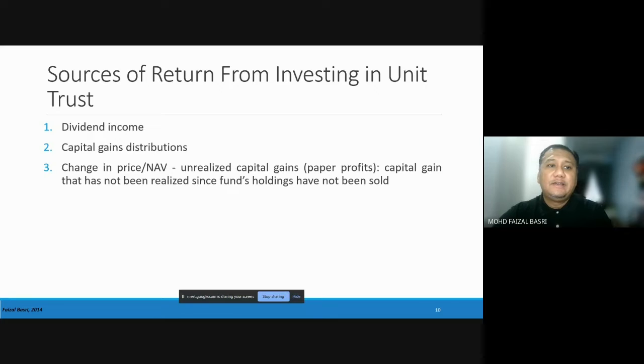Ni ada beritahu tadi, the sources of return when you invest in unit trust, most of the time you are expecting dividend income. So ni macam kalau ASB at the end of the year contohnya, dia akan tutup kejap transaction untuk dia calculate what will be the income, and then in January dia akan release the dividend. Okay, so tu source yang paling obvious lah. Capital gain distribution ni optional. Okay, kalau ada, if any.